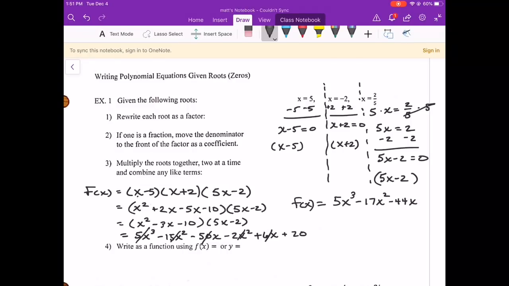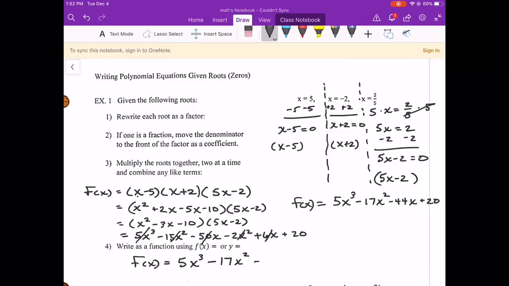Now my last term will be x to the 0 power, or just a constant term. There are no other constant terms other than 20, so this becomes plus 20. So my final answer as a function, f of x equals 5x to the third minus 17x squared minus 44x plus 20.